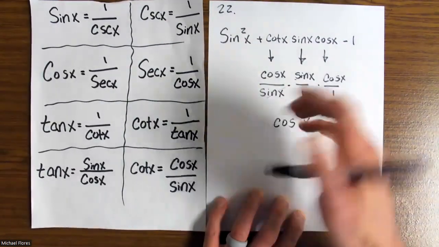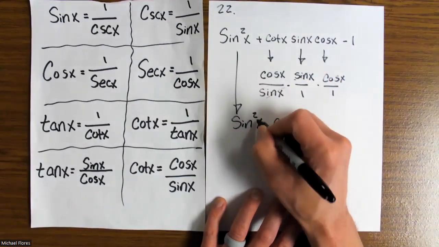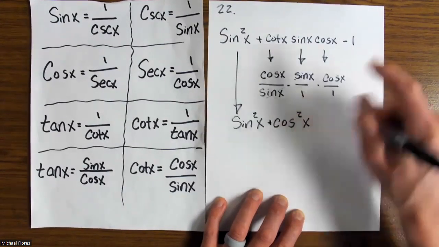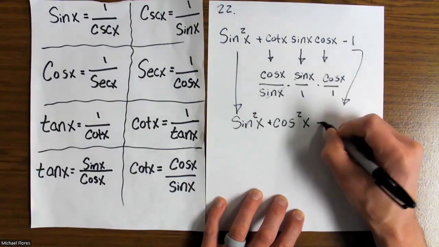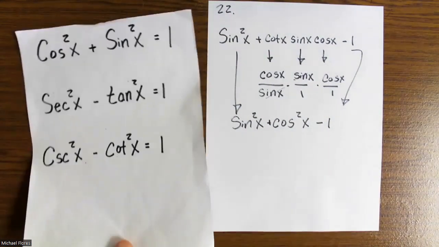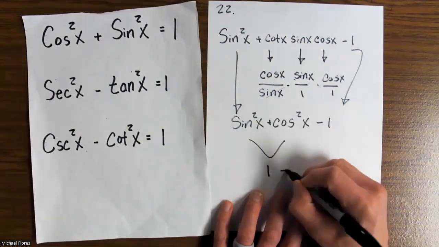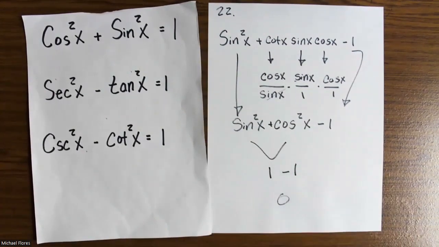Now, I'm going to drop this back down. Don't forget the plus sign. And drop down the minus 1. Do you remember what sine squared plus cosine squared is equal to, or cosine squared plus sine squared? 1. And 1 minus 1 is 0.